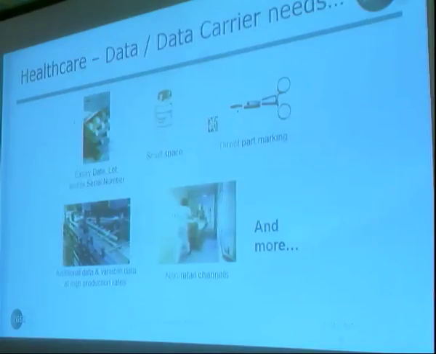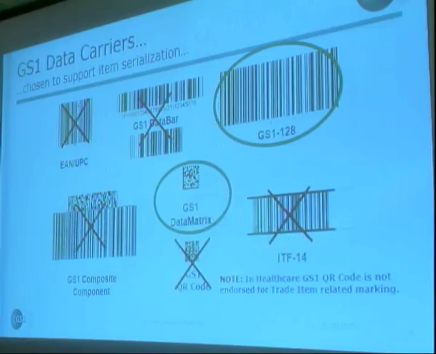In healthcare, we have some very specific data needs. We have to put data on small things, a lot of data on small things. We need to do it on a production line. We're not printing up 10,000 of those labels and then sticking them on the bottle later. We're putting them on the products as they're coming off the packaging line. What that's done is it's led us to the need for certain barcodes.